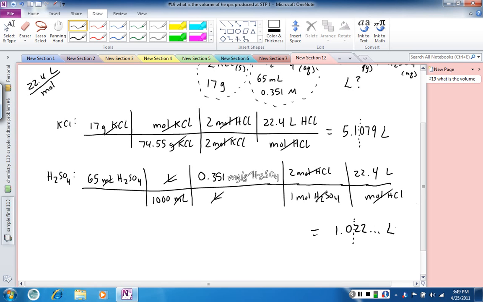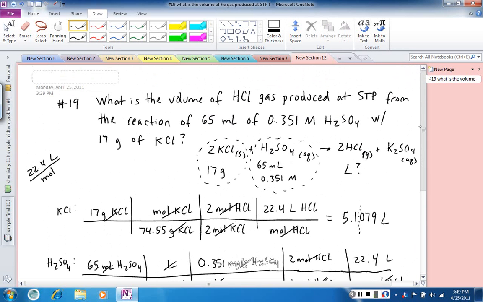And of course 1 is much smaller than 5. So it turns out our H2SO4 is the limiting reagent, and all we can make is 1 liter, to report the answer to 2 sig figs. So this is number 19 on the sample final.